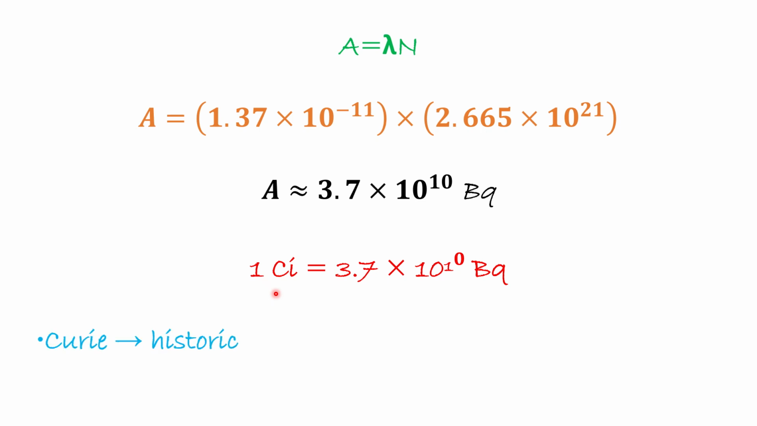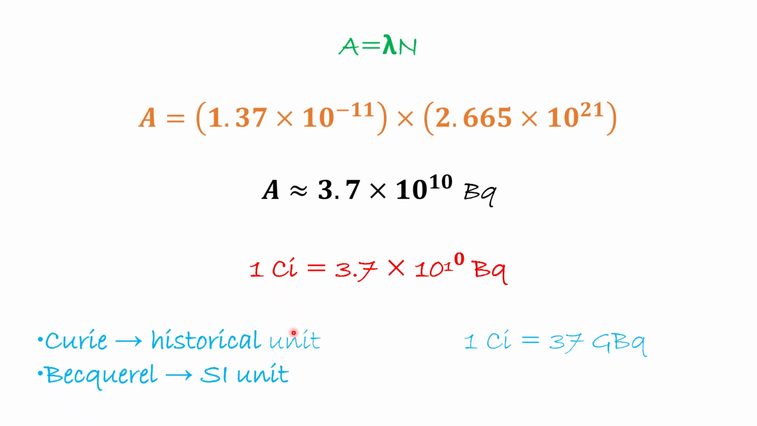Okay, so Curie is the historical unit. 1 Curie is equal to how much did we get? 3.7 × 10^10 becquerels. 1 Curie is also equal to 37 gigabecquerels, and becquerel is the SI unit of activity. Okay, 1 Becquerel is also equal to 1 disintegration per second.